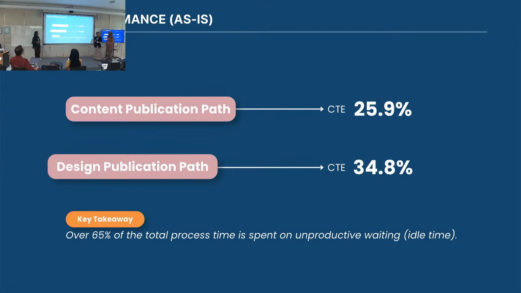Moving on to process identification. Through our quantitative simulation, we discovered that the performance of the current process is highly inefficient. The cycle time efficiency for the content publication workflow is only 25.9%, while the design publication path is only 34.8%. This means over 65% of the process duration is wasted on non-value-adding idle time, when requests sit in queues waiting to be processed.